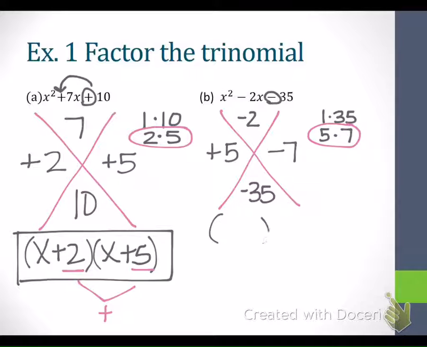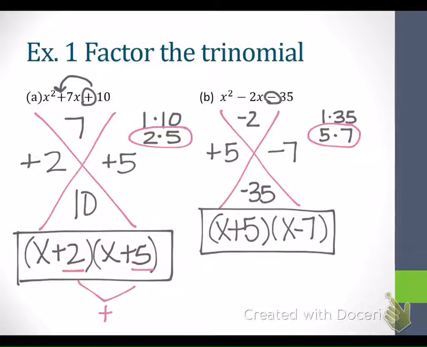So what is, Noah, my final answer? X plus 5 and X minus 7. Good. Now, does the order matter? Could I have put X minus 7 first and X plus 5 second? Yes, absolutely. All right, but my final answer, the two binomials that I'm going to multiply together would be X plus 5 and X minus 7. All right, any questions so far?